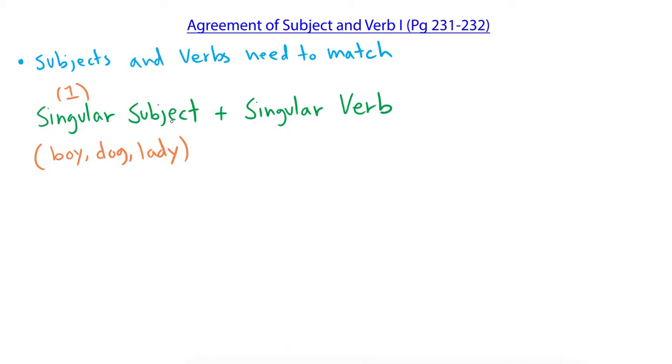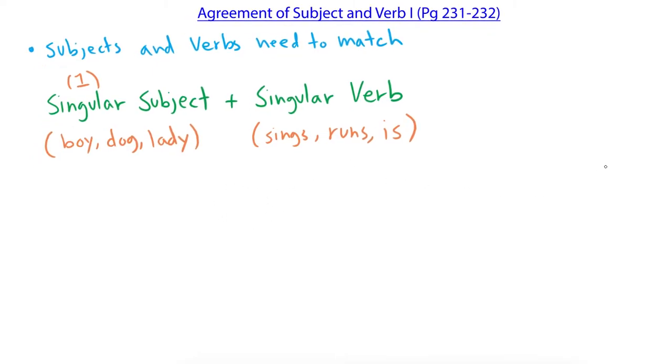Subjects are nouns, okay? So one boy is written as boy, one dog is written as dog, and one lady is lady, right? Examples of singular verbs are sings, runs, and is. These are examples of singular verbs. I'll go over what makes them singular later on.